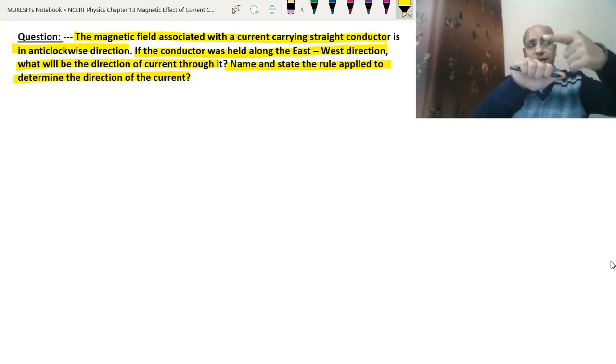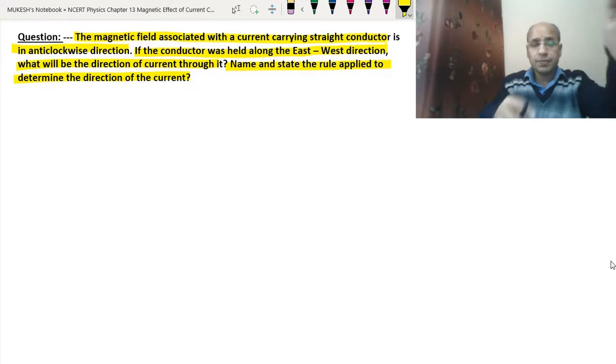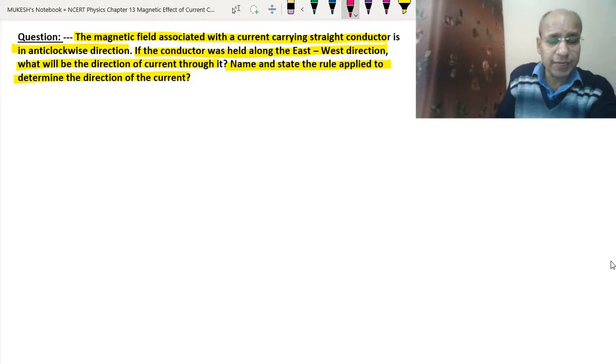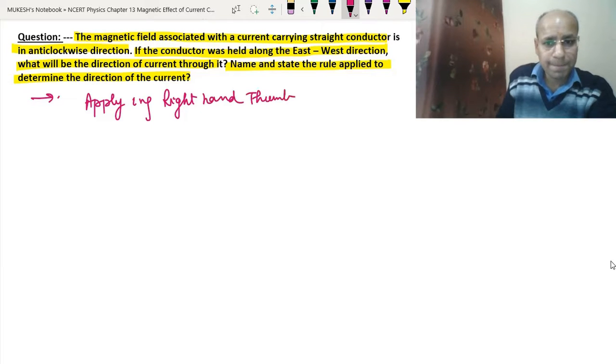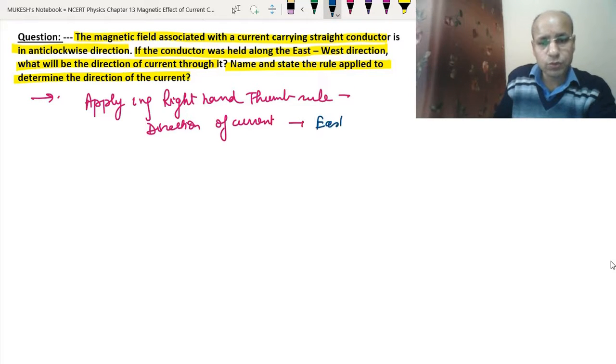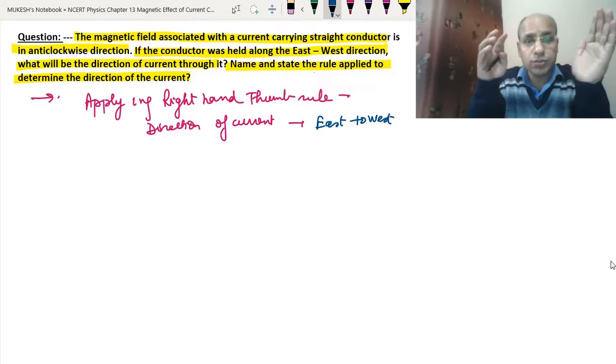You can see my fingers. It will be like this. So that means the current, the thumb, is going like this. So the current is flowing in the east-west direction. Okay, so now let's write it. Applying right hand thumb rule, the direction of current is east to west. And now how we have to state the rule also.